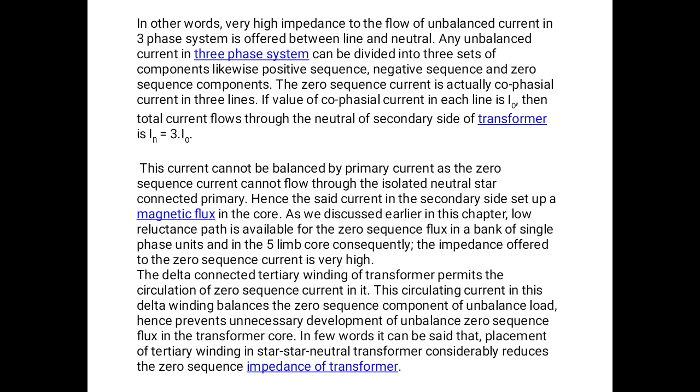So, in this lecture, we have discussed the neutral ground transformer. A neutral ground transformer is required in a system in which there is no neutral. So, to protect the system from ground fault, a neutral ground transformer is employed.